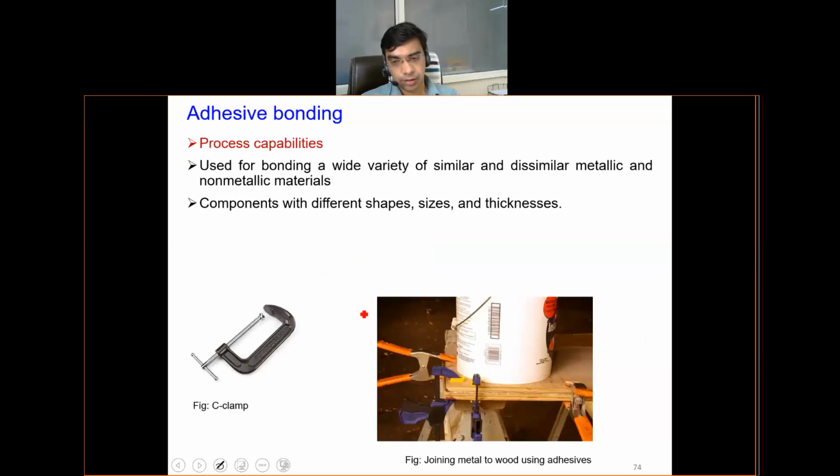So another important aspect of applying the adhesive is basically application of pressure. Often, whenever any adhesive bond is being created, suppose here you will see that there is a thin metal sheet, and then there is wood which is used here. When we combine such dissimilar materials using adhesive bonding, we have to give sufficient time to the adhesive to cure and develop sufficient strength.